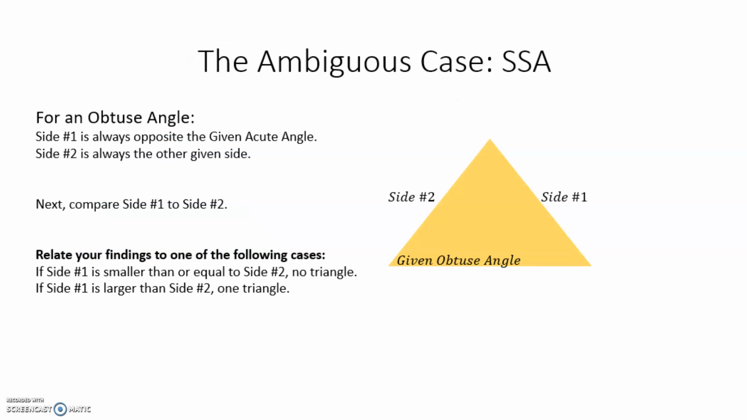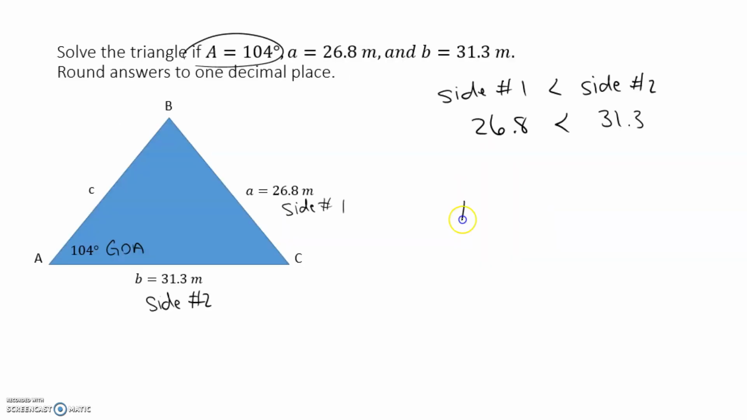Okay. So if side 1 is smaller than or equal to side 2, because side 2 was bigger than side 1, we have no triangle. So there's only two cases with an obtuse angle. You either have no triangle or you have just one triangle. In this case, we have no triangle, and that is our final answer.